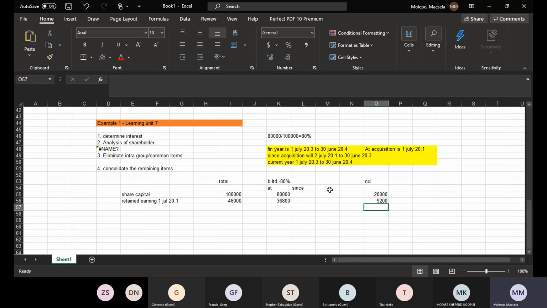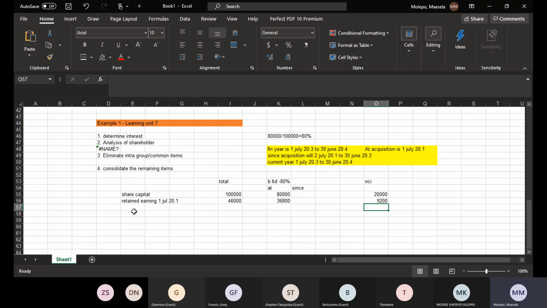Now they mentioned that at the date of acquisition, the land belonging to B was valued at 200,000. But we did get the figure that the land at cost for B Limited initially was 140 at the date he acquired it. But now today when we acquire him, his land is no longer valued at 140, instead it is valued at 200,000, they tell us.